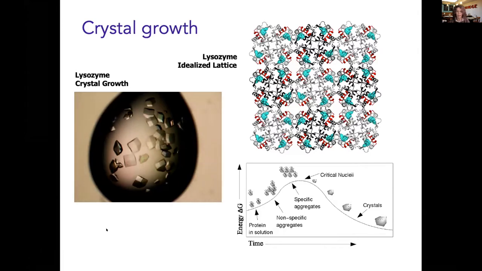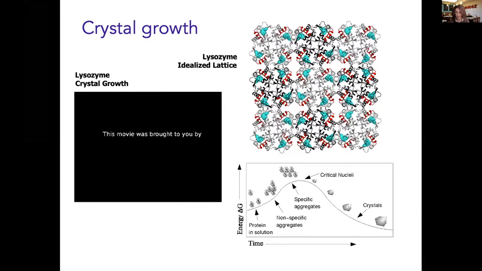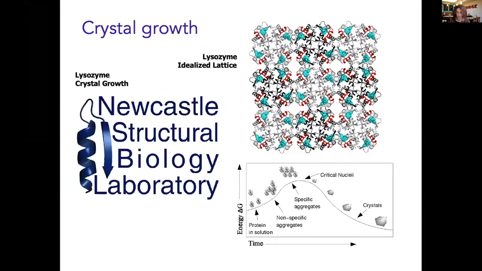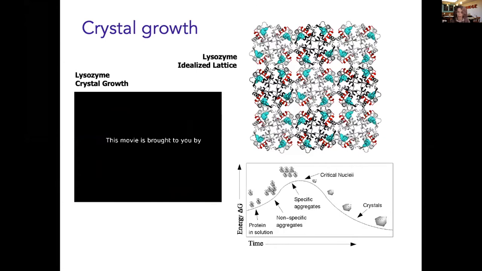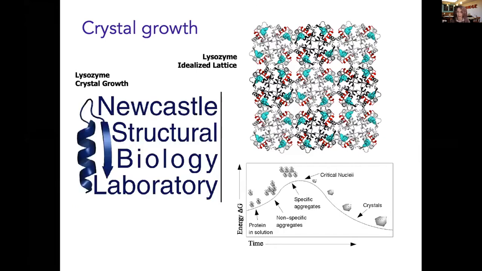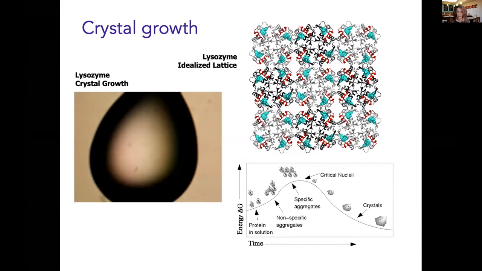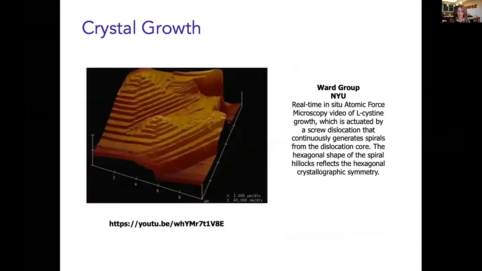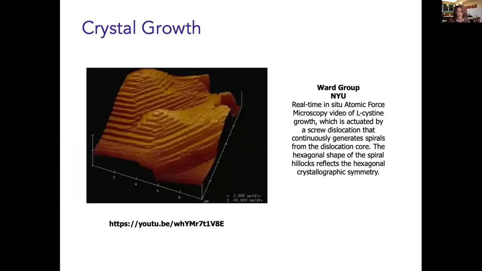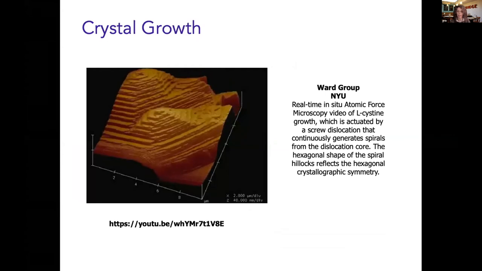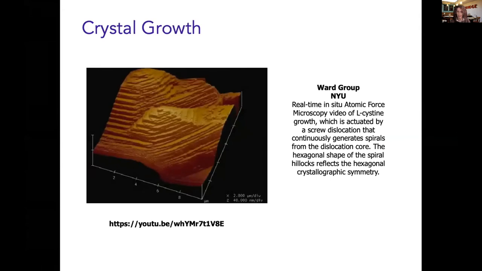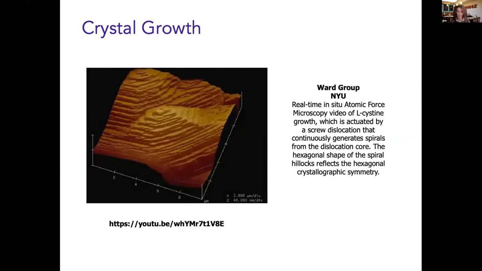So all the interesting action occurs at the bottom end of this curve on the bottom right-hand side here, where you have the non-specific aggregates forming and then specific aggregates. The video from Newcastle shows what happens after the critical nuclei have formed and the crystals start growing, hopefully larger and larger. But this is a physical process, and I love this video from Elsa Stein from Ward Group at NYU, which just shows that these are real physical things that grow with domains.